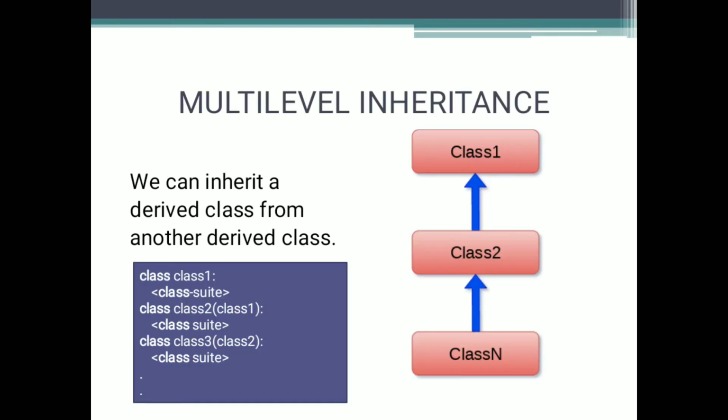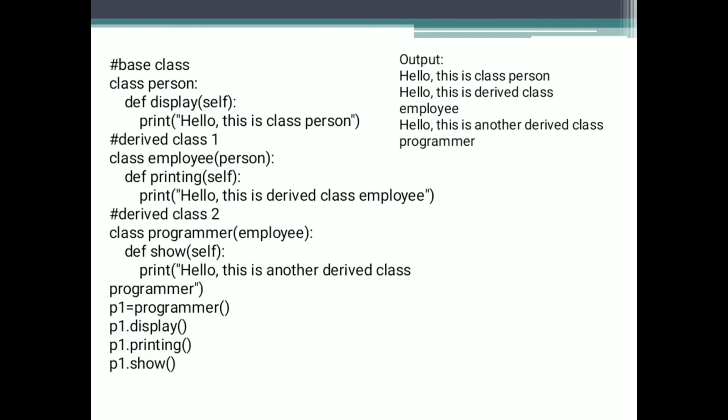Multi-level inheritance. Multi-level inheritance is achieved when a derived class inherits another derived class. There is no limit on the number of levels up to which multi-level inheritance can be achieved in Python. Given below is the syntax and pictorial representation of multi-level inheritance. Now let's see an example.